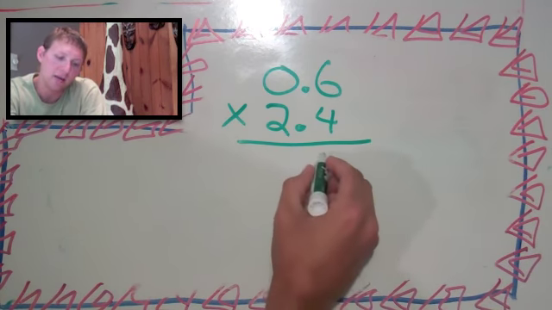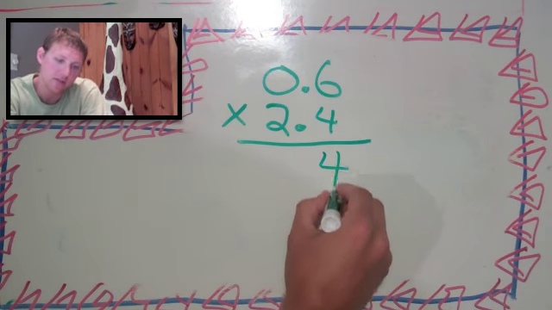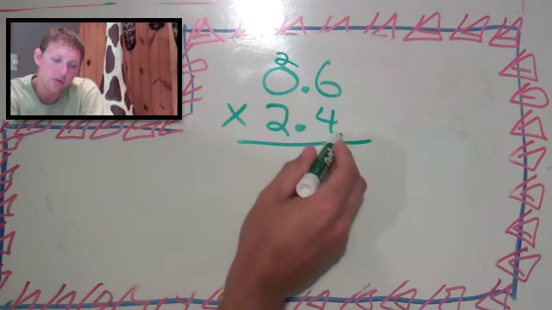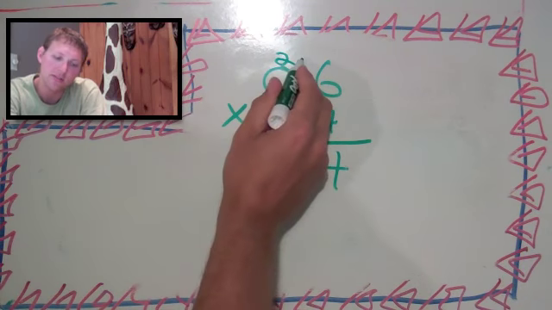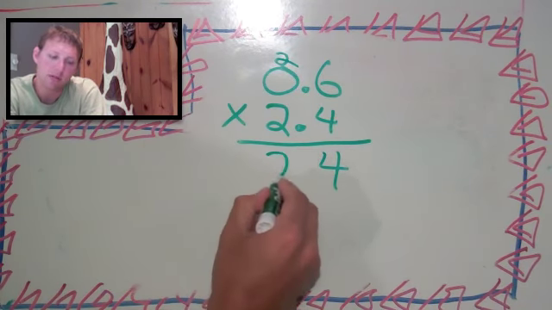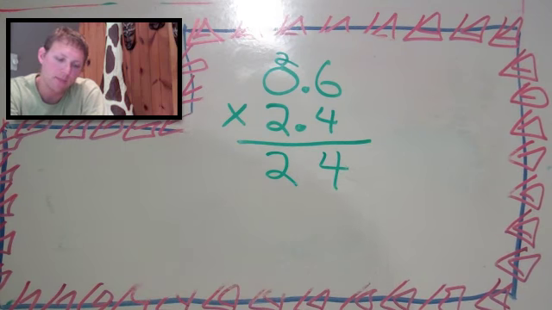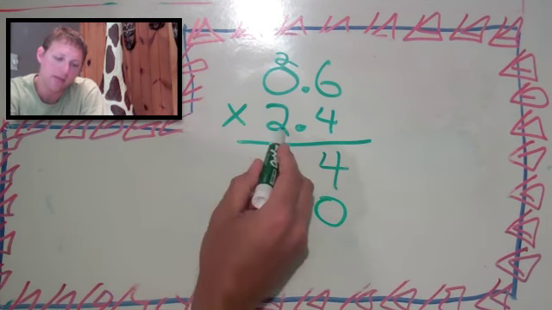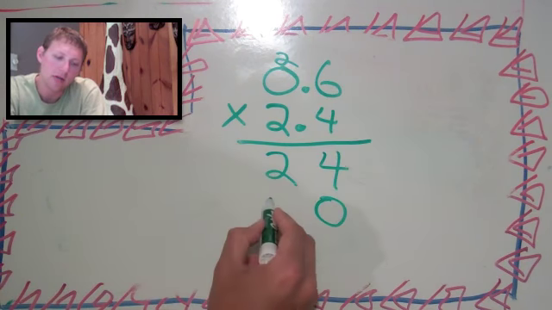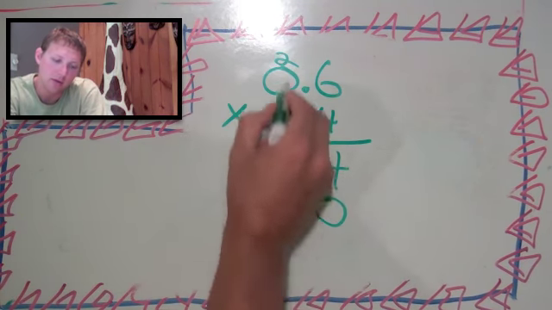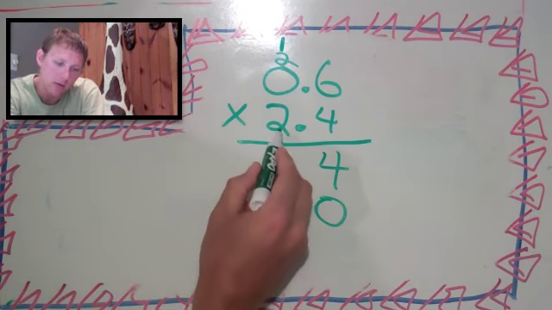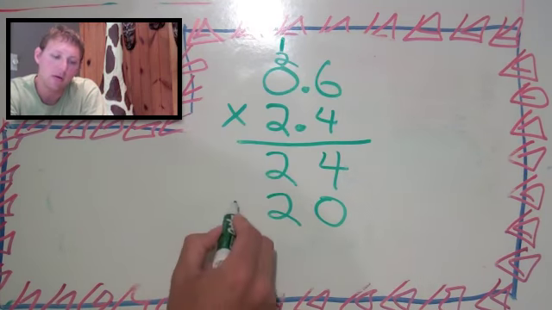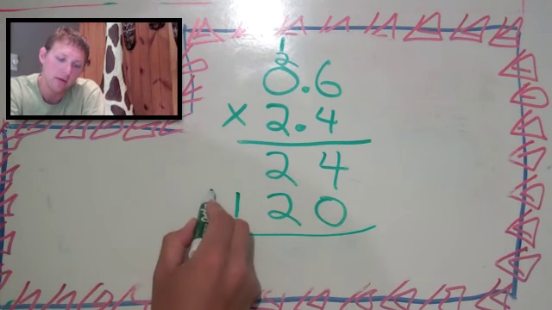We've got 6 times 4, which gives us 24. We put the 4 down, carry the 2. 4 times 0 is 0. 0 plus 2, we put our 2 down. We go to our next step. We put on our 0 for place value. 2 times 6 is 12, so we put our 2 in, carry the 1. 2 times 0 is 0. 0 plus 1 is 1.